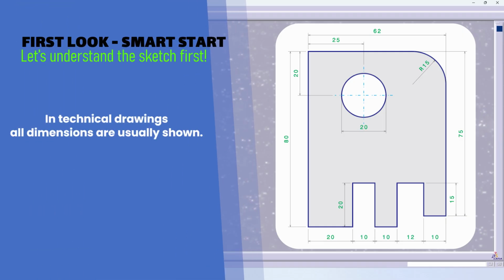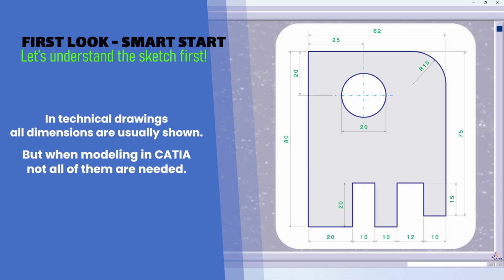In technical drawings, all dimensions are usually shown, but when modeling in CATIA, not all of them are needed. At least one is usually extra.